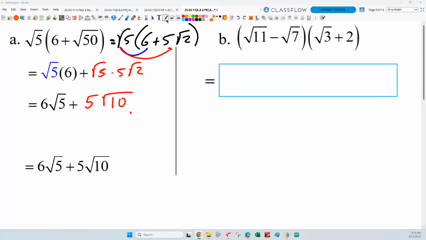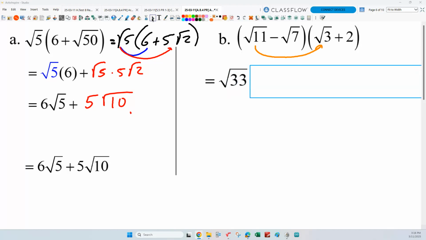What are we doing here? Yeah, I'm just foiling, right? No big deal. I'm just going to FOIL. So if we distribute the square root of 11, what's the square root of 11 times the square root of 3, everybody? Yeah, those are both inside numbers, so I multiply them. So I get square root of 33.